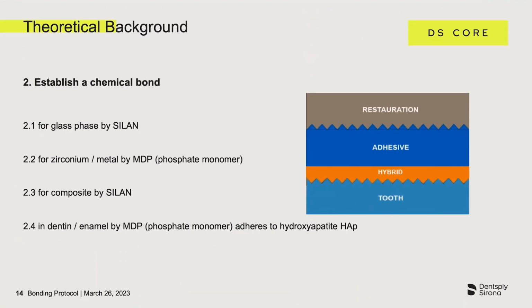Let us now shed light on the establishment of a chemical bond as the second mechanism of adhesive luting. Here it is now important with which substrate I can achieve this chemical bond.